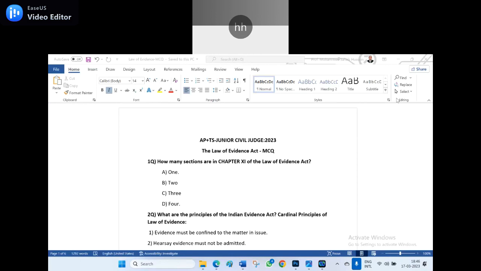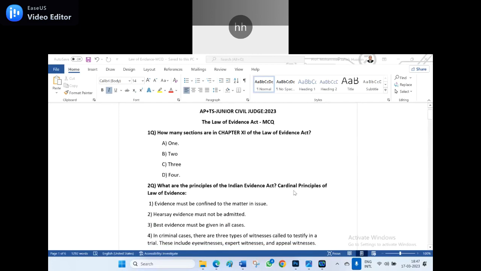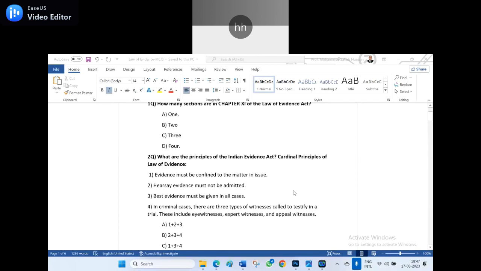How many sections are in Chapter 11 of the Law of Evidence Act? Option A 1, option B 2, option C 3, option D 4. Option A, 1. Option A is the right answer. There is only one section in the first question. That is Chapter 11. Second question.